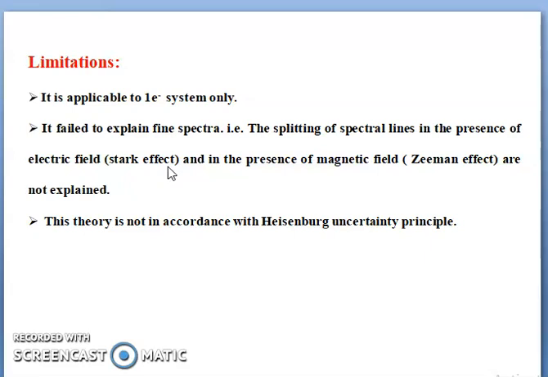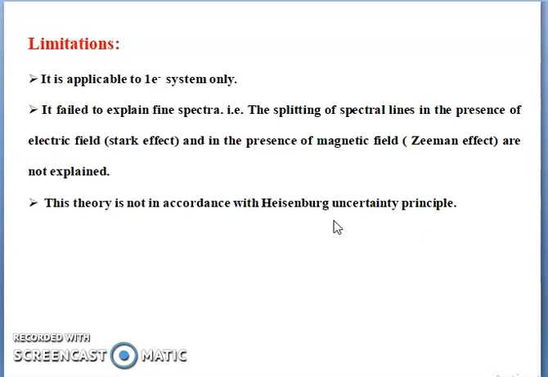So the Stark effect is not explained by the Bohr model, and in the presence of a magnetic field, the Zeeman effect is also not explained by the Bohr atomic model. These theories are also not in coordination with the Heisenberg uncertainty principle. These are the main points of the limitation.